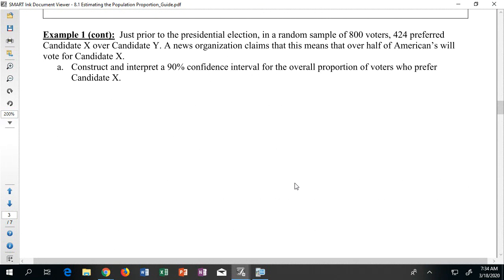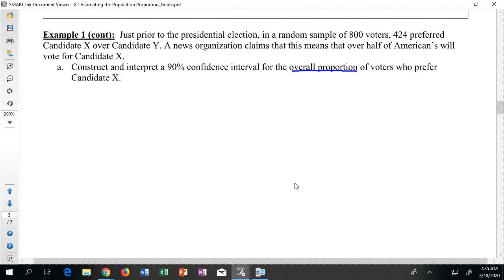I want to construct and interpret a 90% confidence interval for the overall proportion of voters who prefer candidate X. Notice I'm told that I want to build an interval. I want to interpret what it means. I'm told the level of confidence, and I'm told that it's for this particular value. I want to figure out where this mystery percentage of people that vote for the candidate is.